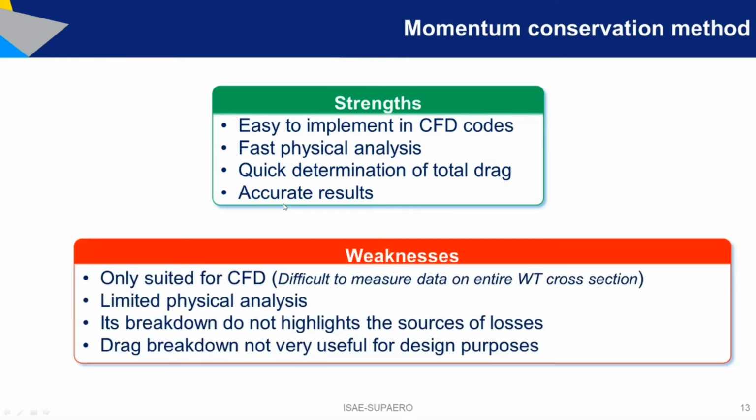But what about the weaknesses? Well, first of all, this method is only suited for CFD. Why? Because in CFD you have everything you need. You have access to the infinite survey plane, you have access to velocity and pressure and everything you need. However, if you want to measure these parameters on the entire wind tunnel cross-section, you can do that, but that will take a lot of time and it's not practical. So this method, as it is, cannot be applied yet to wind tunnel testing.